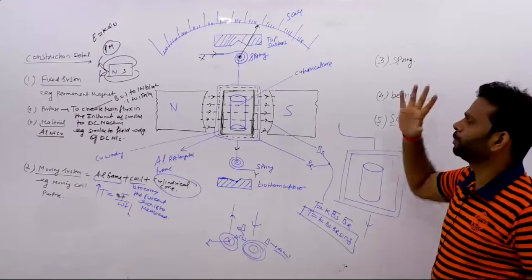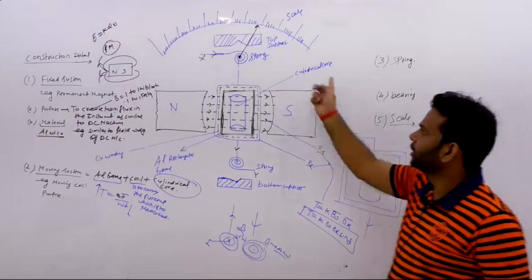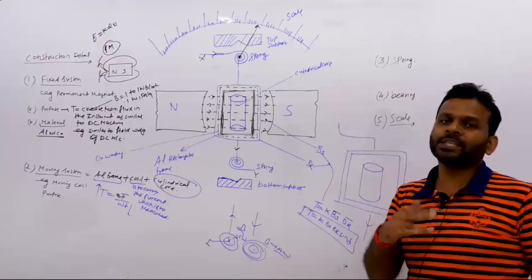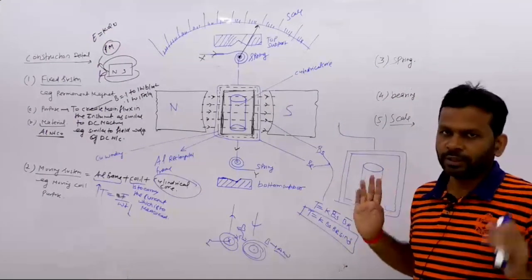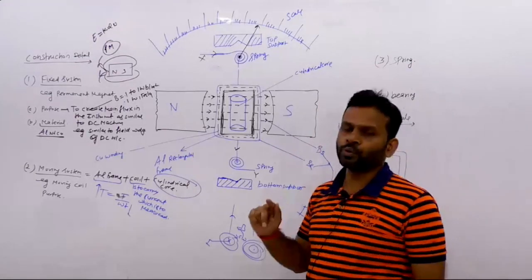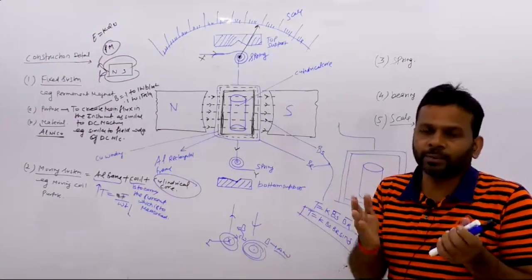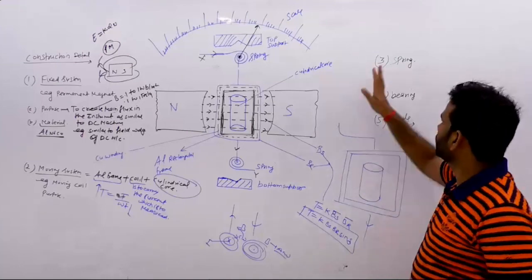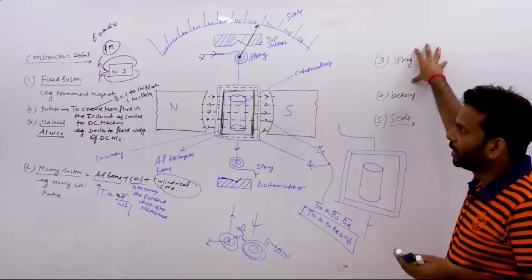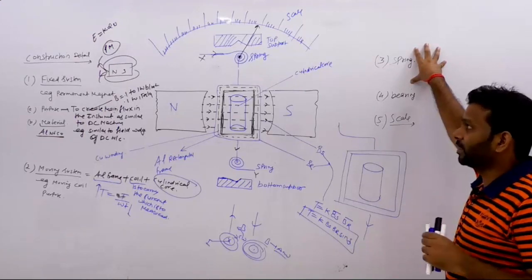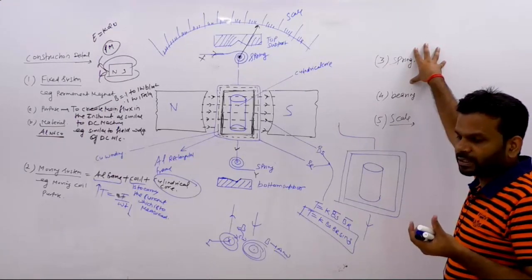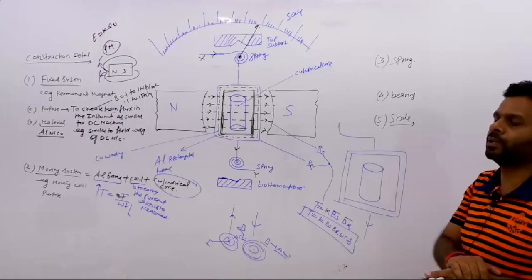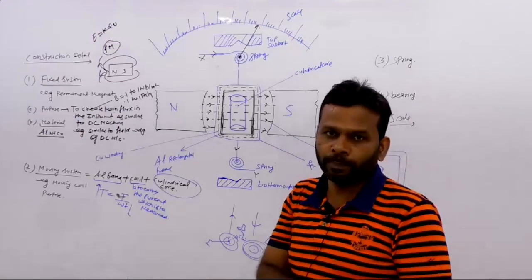The next one is the spring. In case of a PMMC instrument, the spring carries current. If your spring snaps or breaks due to any reason, then your PMMC instrument will not read anything, because deflecting torque is directly proportional to your current. So the spring carries current, which means it is connected in series. If it carries current it will expand, and when it is not carrying current it contracts. So your spring material should be very good. That's why we use phosphor bronze material.